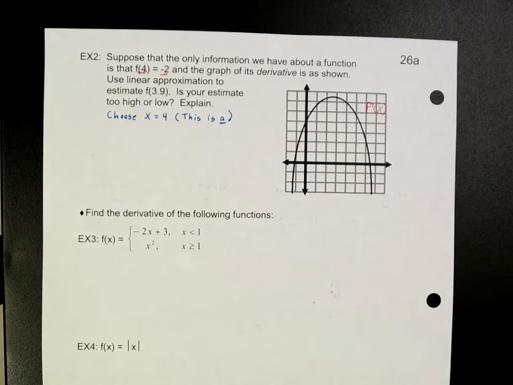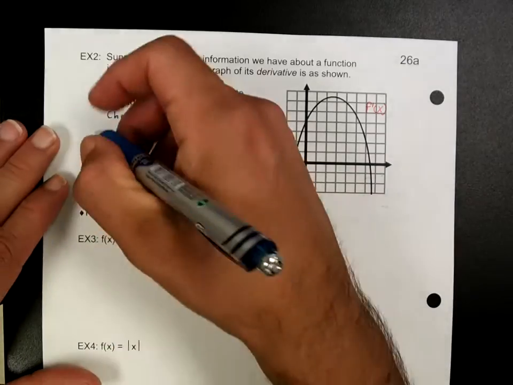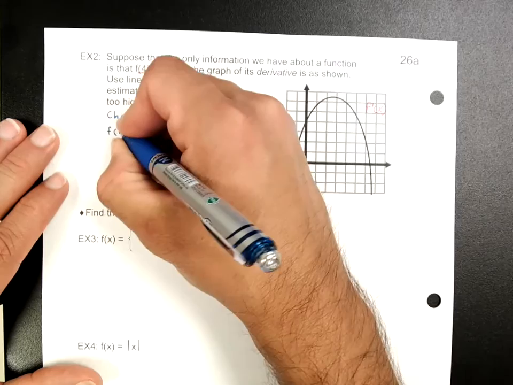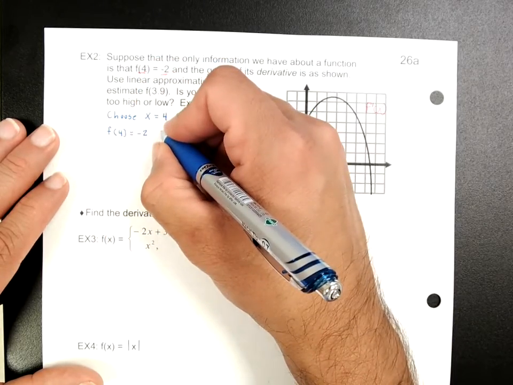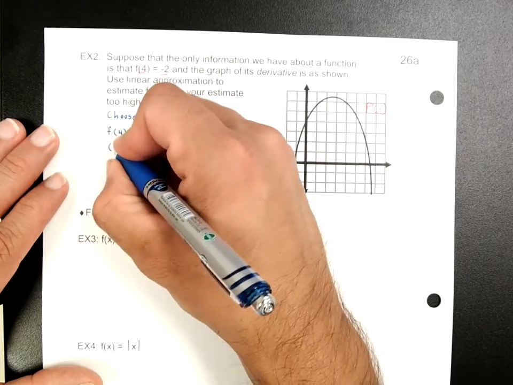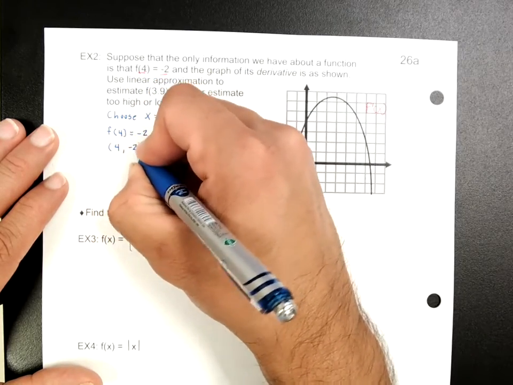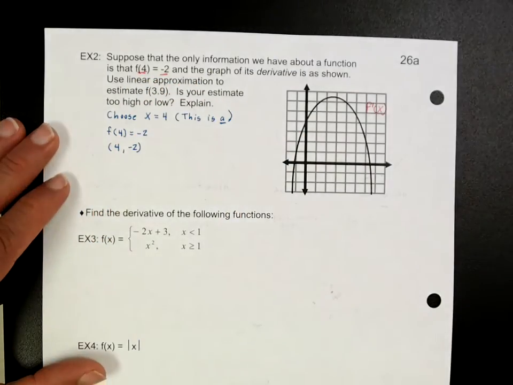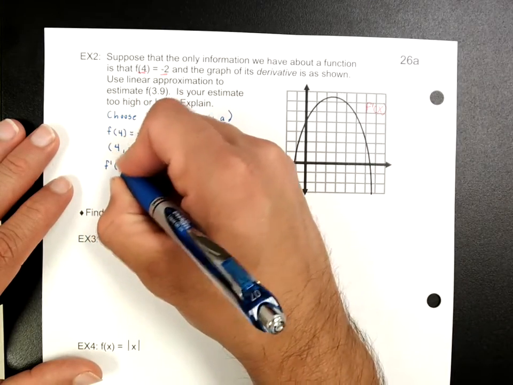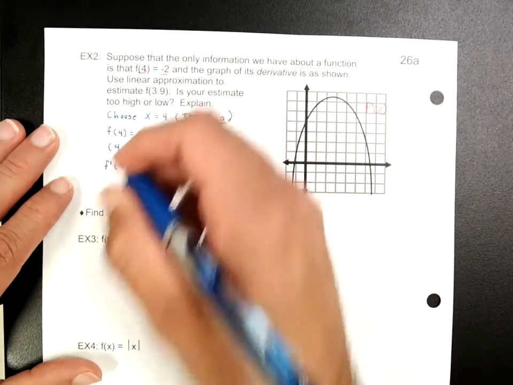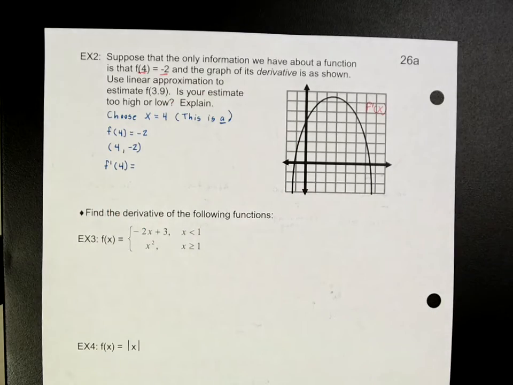Now to figure out the equation of a tangent line, what I have to do as before is I need a point and I need a slope. Notice that I already have the point. The point was f of 4 is equal to negative 2. Meaning that point is going to be 4, negative 2. So I already have the point. So now I need to figure out the slope. So I need to figure out the slope at 4. I need to find the derivative at 4, and that will give me my slope.